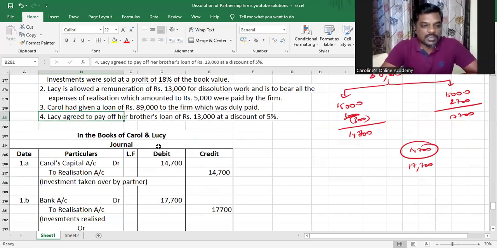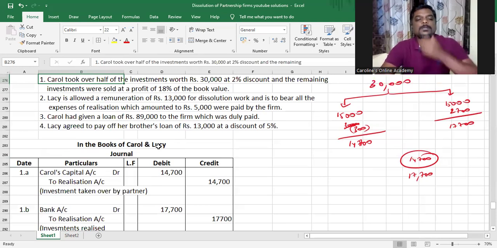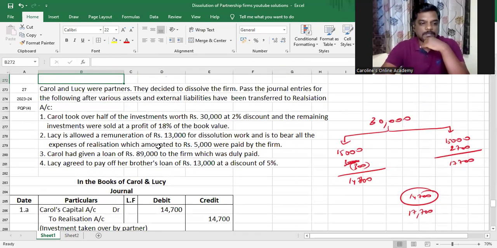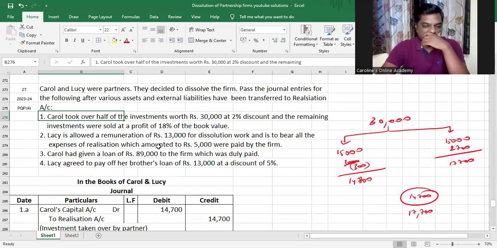Fourth transaction, my dear children. Lacey agreed to pay off her brother's loan of 13,000 at a discount of 5%. Lacey agreed to pay off her brother's loan of rupees 13,000 at a discount of 5%. So nice, my dear children. And I'll have to think about this one. Just give me 1 second.